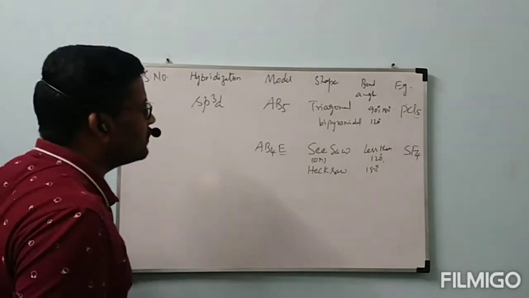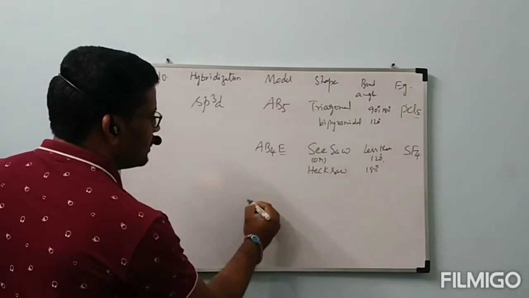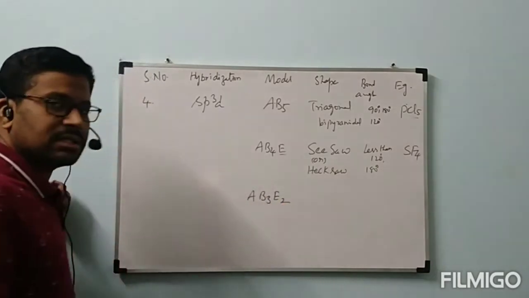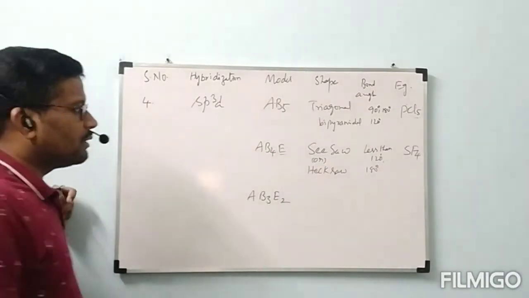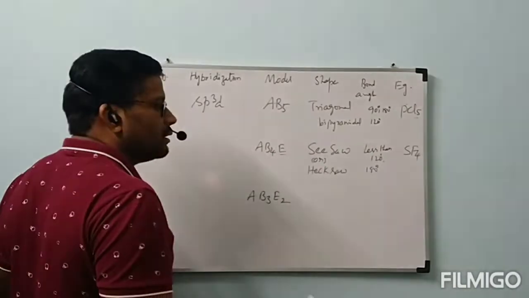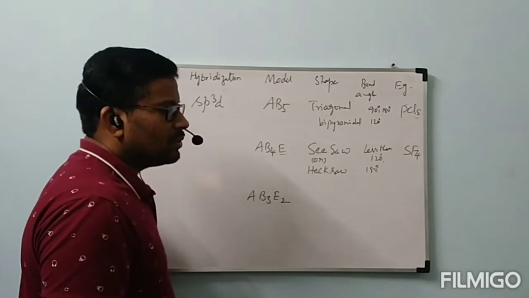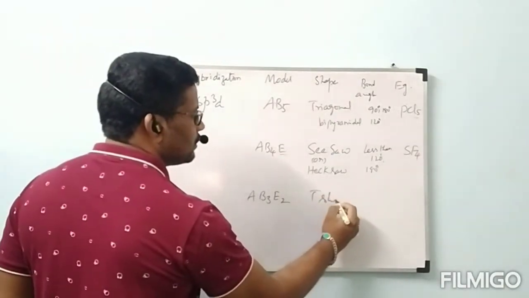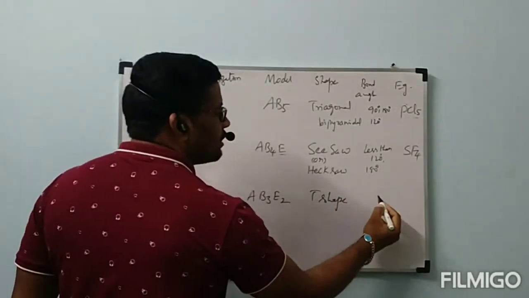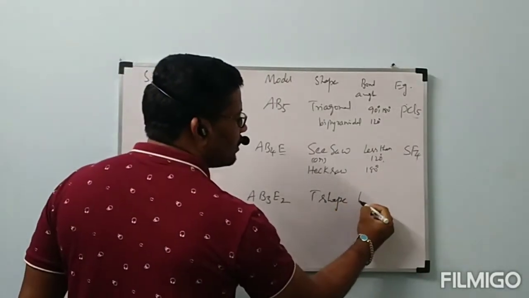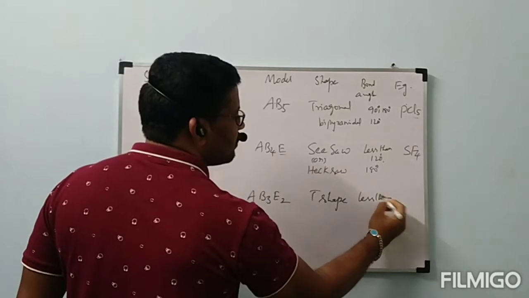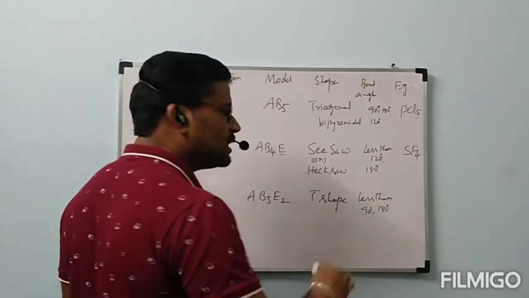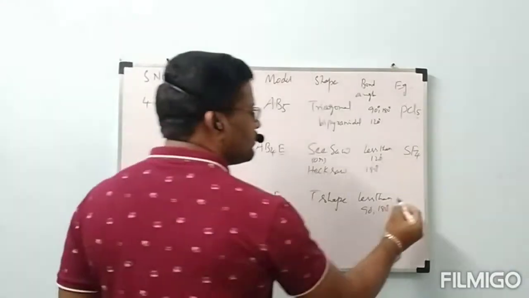Under this sp3d only model, AB3E2, 3 bond pairs, 2 lone pairs. Shape, T shape. Bond angle less than 90 degrees, 180 degrees. Less than 90, less than 180. Example ClF3.